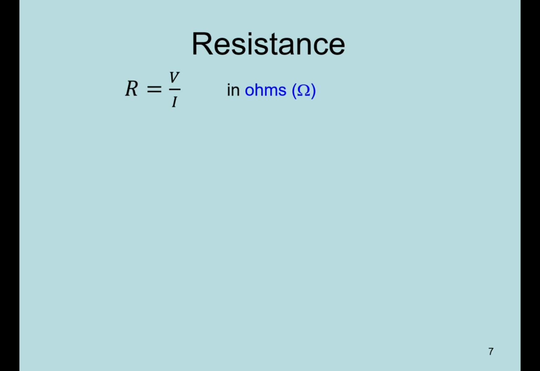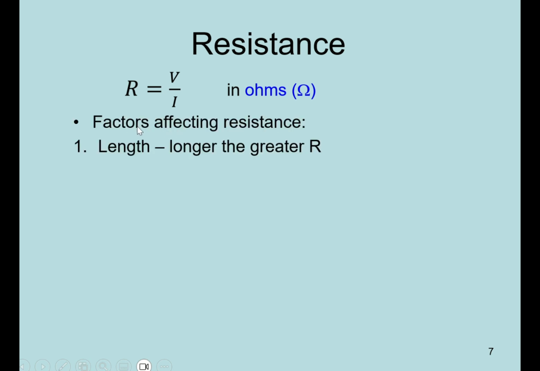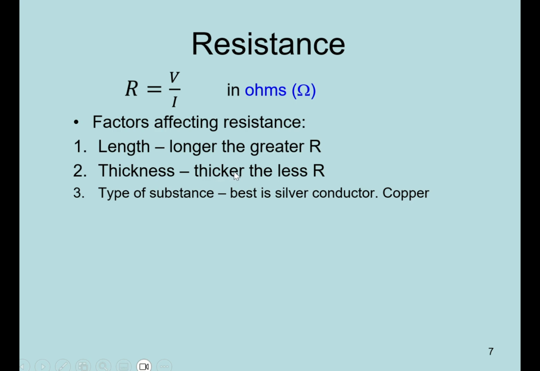Resistance is resistance to current, resistance to the flow of charge. R is given by the voltage divided by the current, and it's measured in ohms. We learned earlier this year the factors affecting resistance: length, the longer it is, the greater the resistance. The thicker it is, the less resistance. Think of a thick pipe. More water can flow than in a thin pipe.